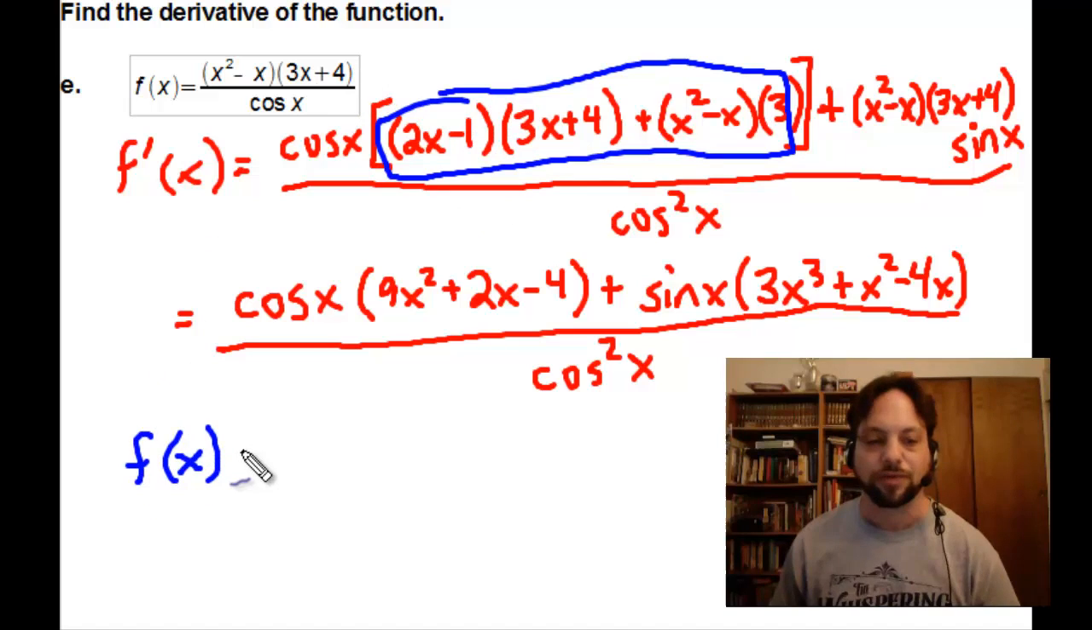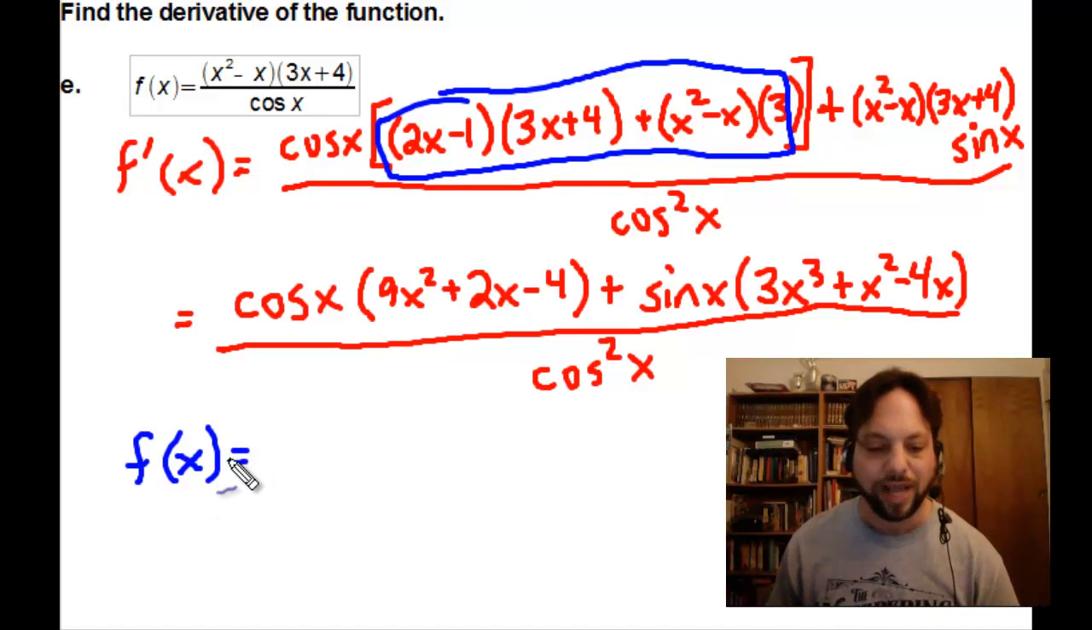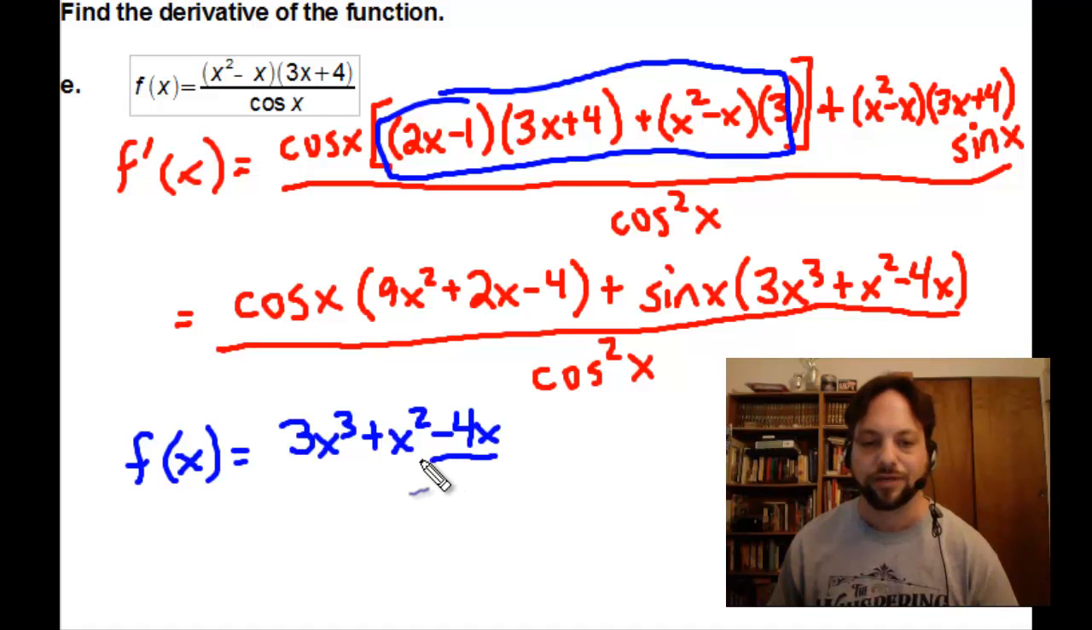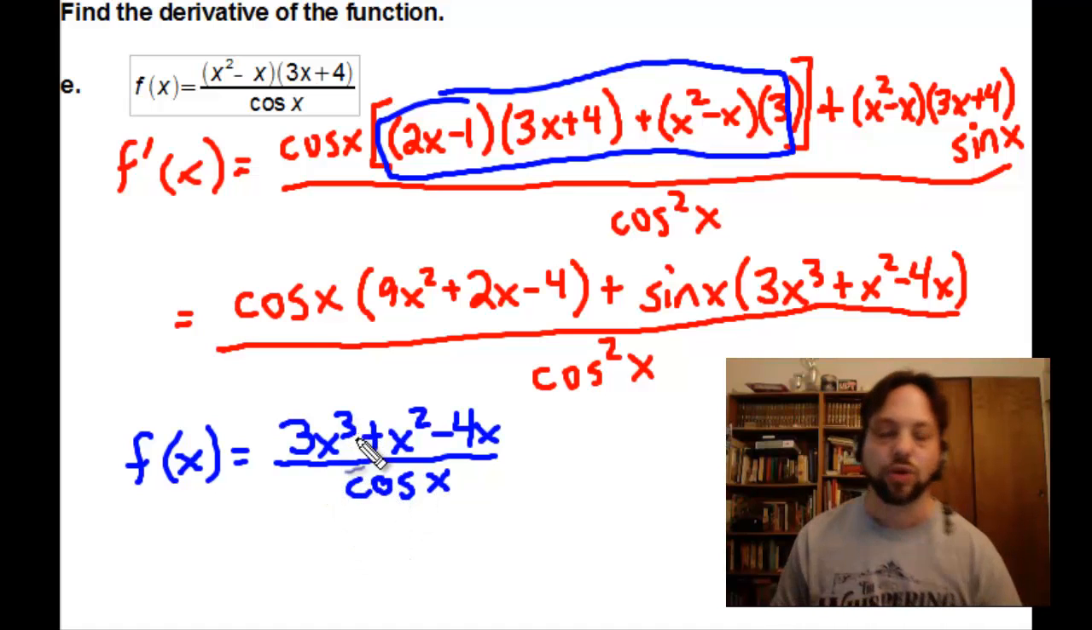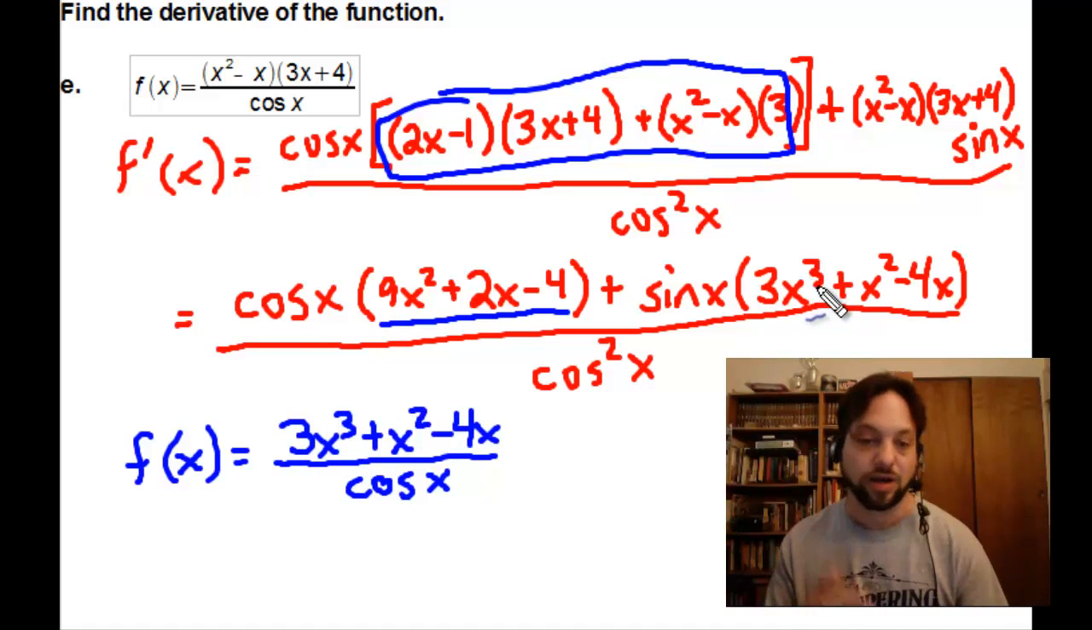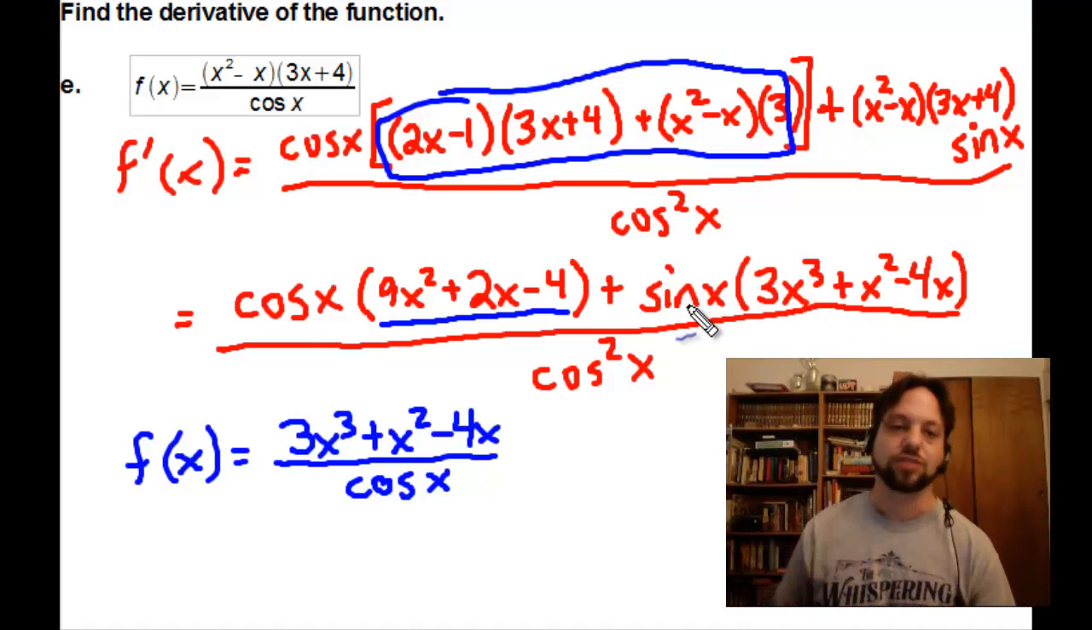If I choose to simplify the top before beginning, what I actually would have gotten here would have been 3x cubed plus x squared minus 4x divided by cosine x in the denominator. Now this is very interesting. Had we done the quotient rule to this, look how it would have ended up. There's the denominator, and certainly this nastiness is the derivative of the numerator. And then we would have had the numerator written again. There's the derivative of the denominator.